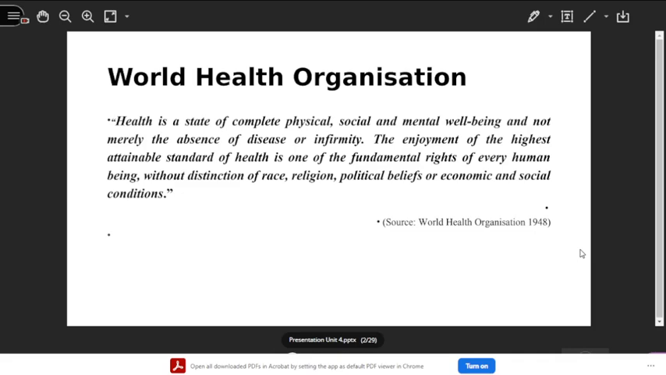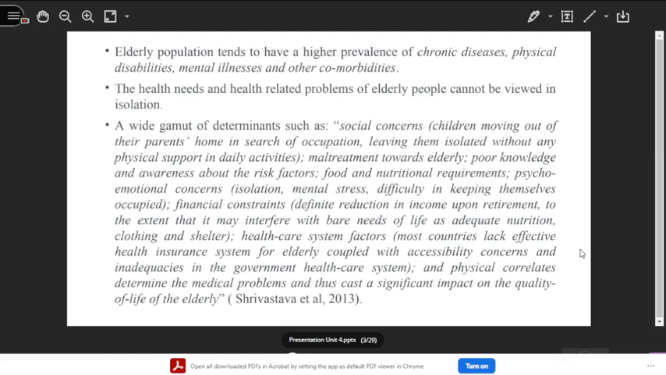So health is a state of complete physical, social, and mental well-being, and not merely the absence of disease or infirmity. Now, the elderly population tend to have a higher prevalence of chronic diseases, physical disabilities, mental illness, and other comorbidities, right? In Unit 3, we went through all the changes that happen in the human body when people grow old, right? So can someone tell me one change, for physical, one change in the human body, physical disability, for example.